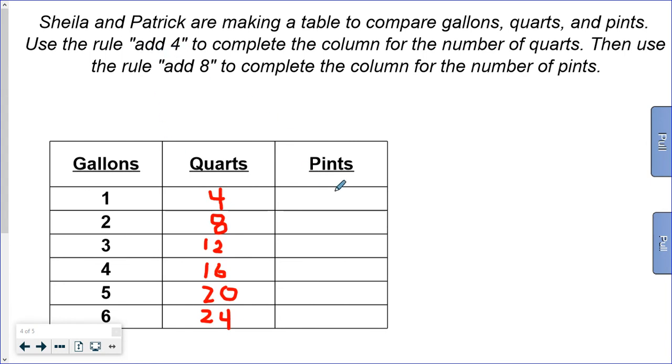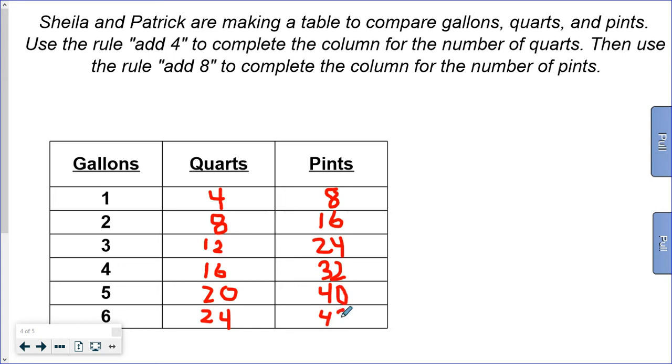Now over at pints, it says use this rule, add 8 for the pints one. So my first one, I'm going to add 8, which means the first row here should have 8. And if I'm going to add 8 every single time, I'm going to add 8 onto that, which is 16. And then I'm going to add another 8 onto that, which is 24. Add another 8 onto that, which is 32. And then add another 8 onto that, which is 40. And then add another 8 onto that, which is 48.